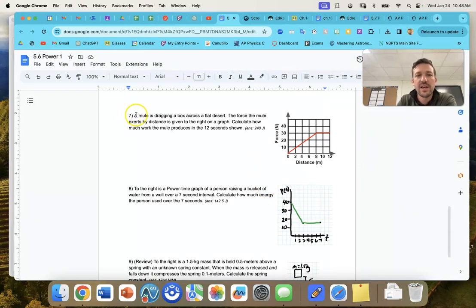Okay, next one here. A mule is dragging a box across a flat desert. The force the mule exerts by a distance is given by the graph on the right. Calculate how much work the mule produces in 12 seconds. So how much work is produced on this force distance graph?